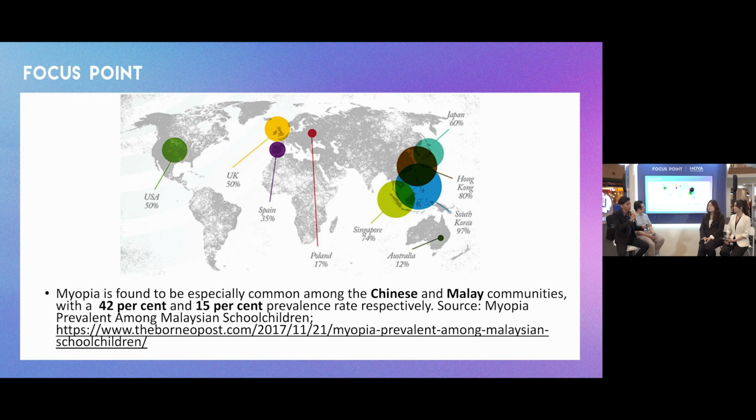Azrin himself, found that among the 3 biggest communities in Malaysia, Chinese, Indian and Malay, the Chinese community has the highest percentage of myopia, where 42% of Chinese in Malaysia have myopia. The second ranking goes to the Malays, where 15% have myopia. And lastly, the least percentage goes to the Indians, where only 4.2% have myopia. But these statistics are from 2017, and currently myopia is getting worse and worse, even globally.